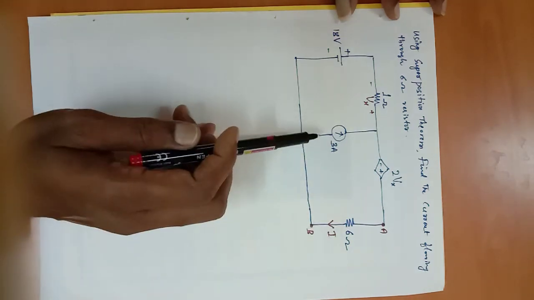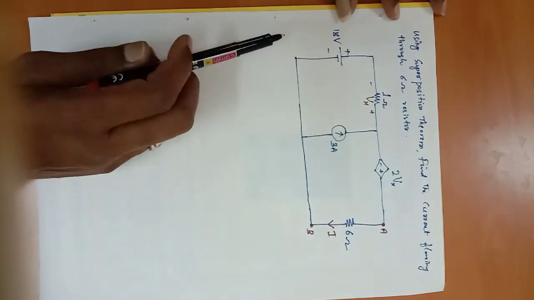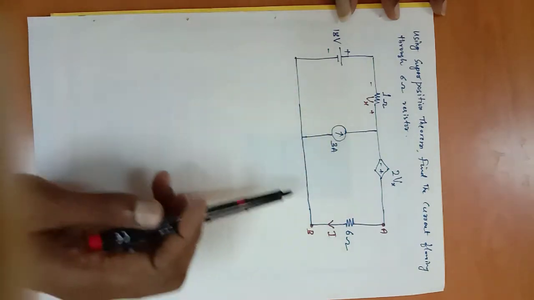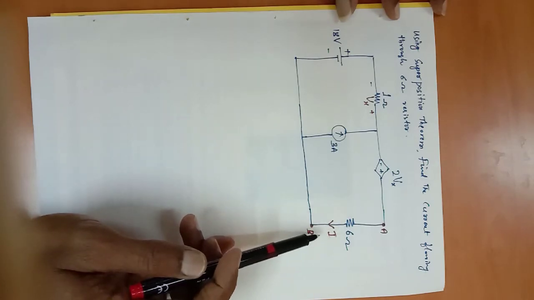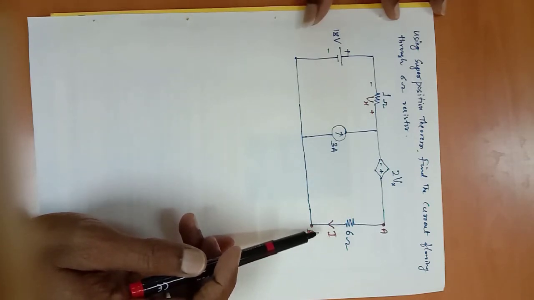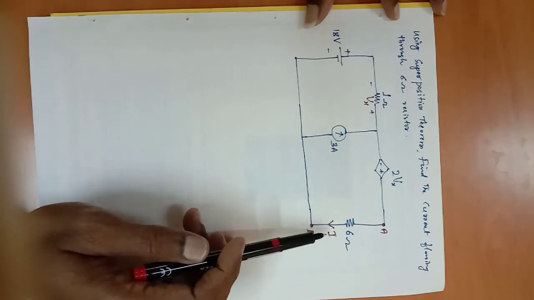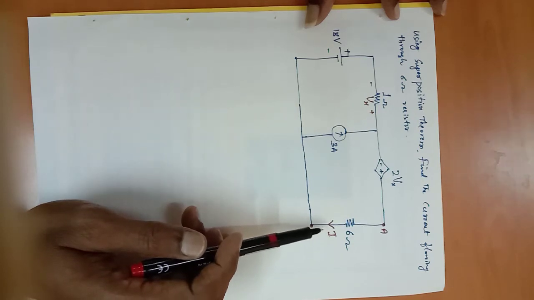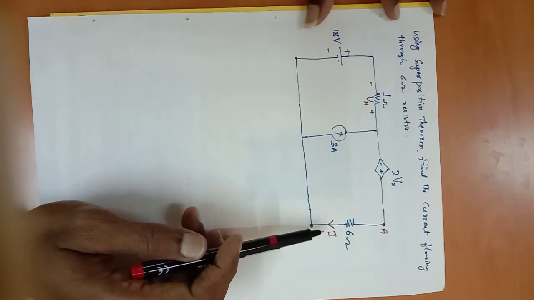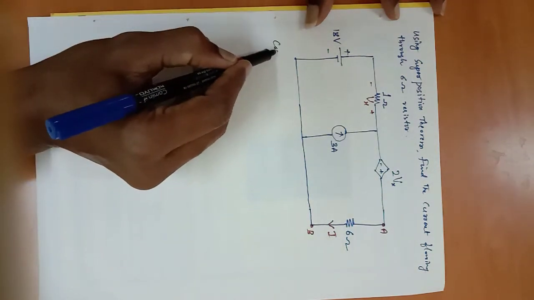Case 2, I will consider this current source and I will make all the remaining independent sources 0. Again I will find the current flowing through the 6 ohm resistor. Let that current be I double dash. Then according to superposition theorem, the actual current flowing through the 6 ohm resistor, that is I, is given by I dash plus I double dash. This is the concept of the theorem. Now let us solve. Case 1.